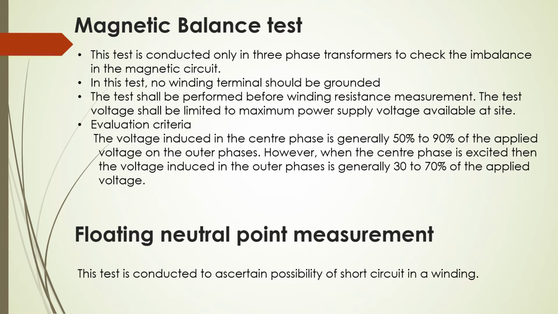Evaluation criteria. The voltage induced in the center phase is generally 50 to 90% of the applied voltage on the outer phases. However, when the center phase is excited, then the voltage induced in the outer phase is generally 30 to 70% of the applied voltage.